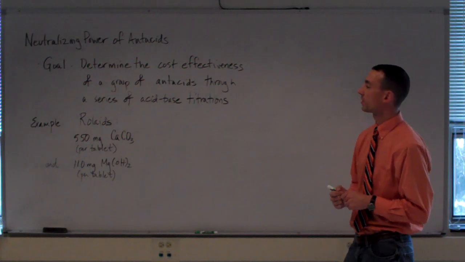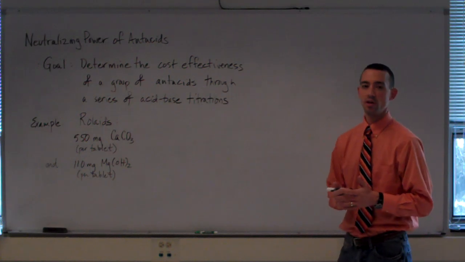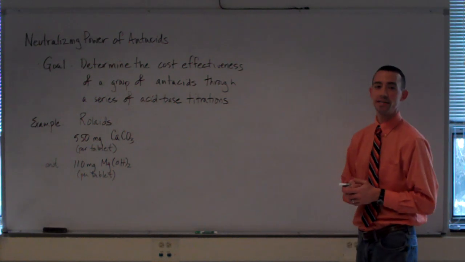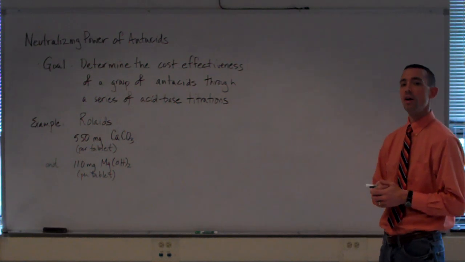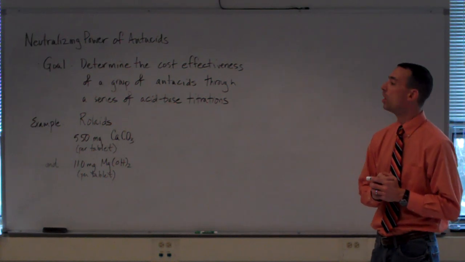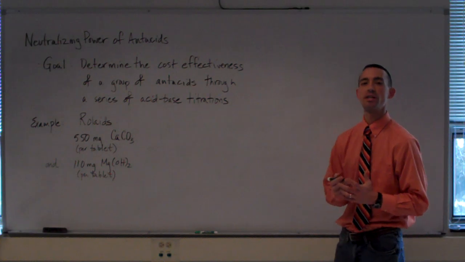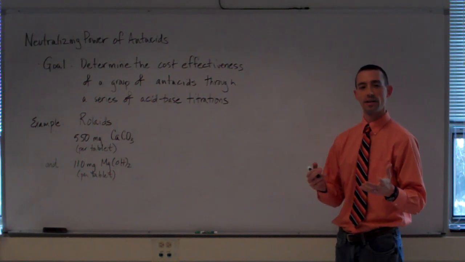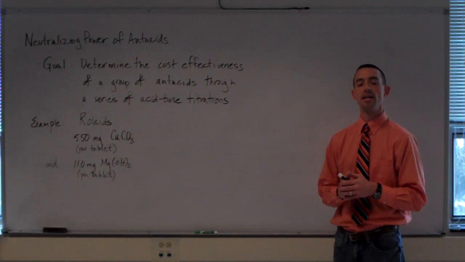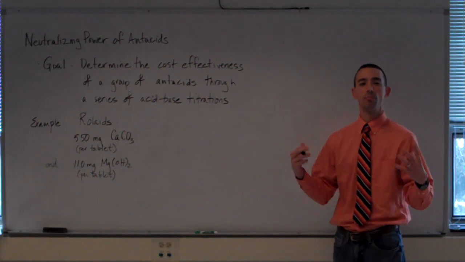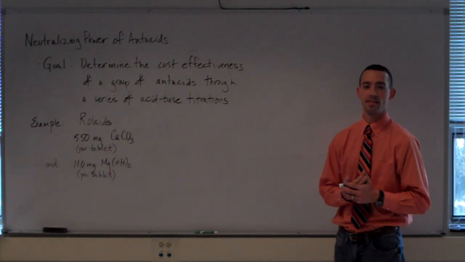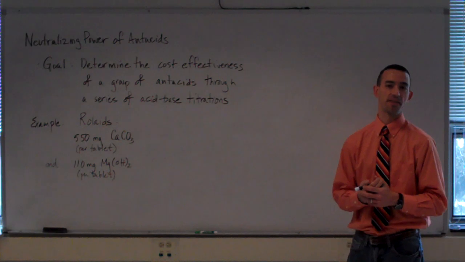The goal of this particular exercise is to determine the cost effectiveness of a group of antacids using the acid-base titration procedure. You'll work as a group or part of a team, because we have several antacids to consider, and each student and their partner, or each pairing, will work with just one antacid. Then as a class you will combine all of your data to consider which of the antacids in the group is the most cost effective.